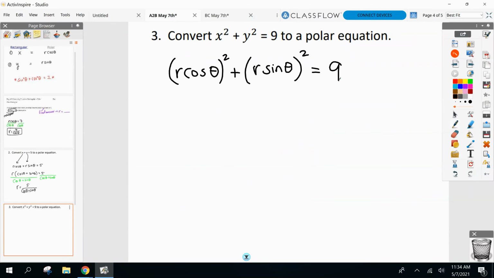All right, so how do I take care of squaring the parentheses? You square everything inside. So for instance, R cosine theta squared, you're going to square the R, and you're going to square cosine theta, which looks like this. So the R gets squared and the cosine gets squared. Same thing with the sine. The R gets squared, the sine gets squared. Equals 9. I know that looks intimidating, but based on what we did last problem, I think you guys might be okay.